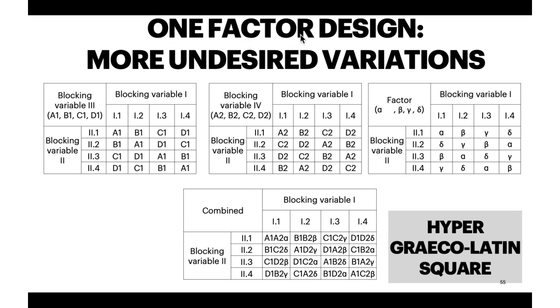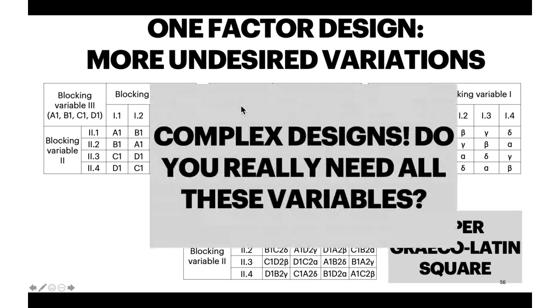This being said, those are extremely complicated designs. So before conducting your study using a hyper Greco-Latin design, please reflect on whether you really need all those variables. Maybe you can consider some of those blocking variables as parameters and fix them, essentially reducing the prospective pool of participants in favor of a higher degree of control.